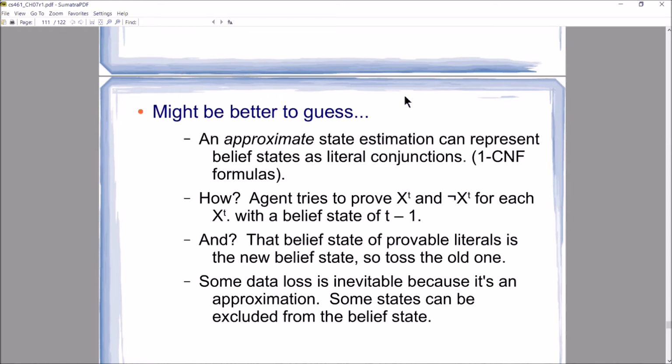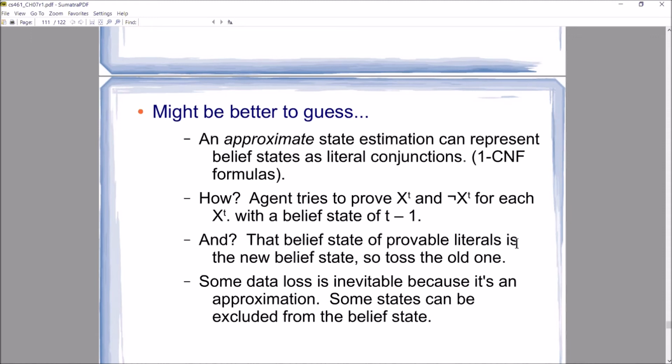So how does it work in general? Well, the agent goes about trying to prove some symbol x at time t and not x at time t for each symbol of xt, given the belief state of t minus 1, right? So the belief state that you had a turn ago. The agent goes through and says, okay, for every single symbol at this particular time, I'm going to try to prove that and not that for each one of them. Okay, so the belief state of all of the provable literals, that becomes your new belief state.